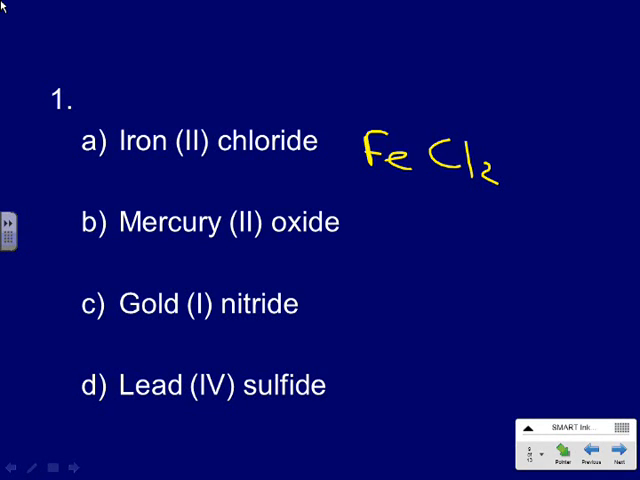What's the symbol? What is our formula here, Janessa? HgO. Excellent. HgO. Au3N. Excellent. 3 and 1. Lead(IV) sulfide. And what do we got? We got too many of the same name here. What do you got?